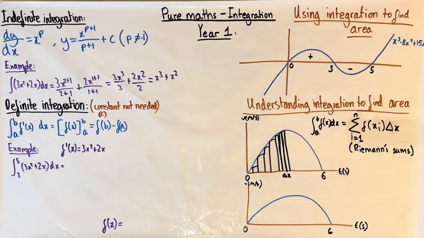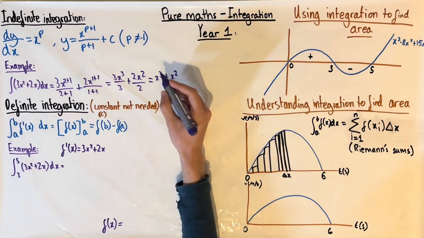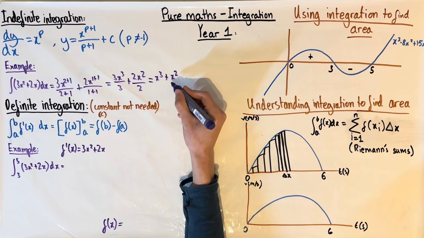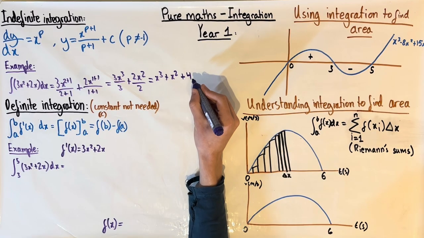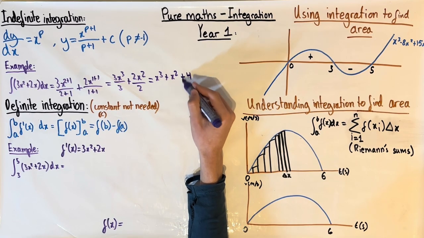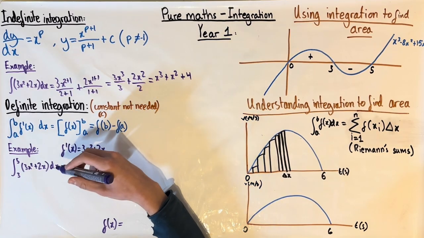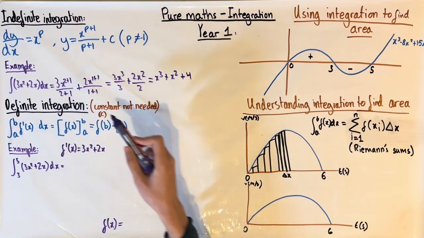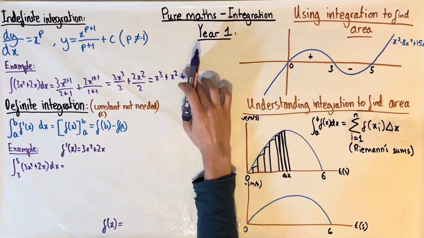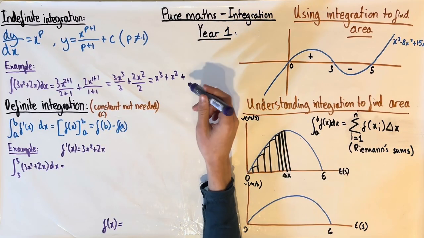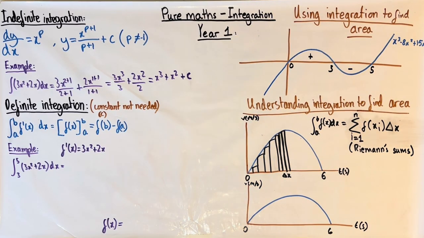Now we need to understand why we're doing plus c. Normally when we differentiate something, such as if we had x cubed plus x squared plus 4, if we were to differentiate this right now, we would get rid of the plus 4, right? But that means that when we then integrate 3x squared plus 2x, we have no way of knowing what the constant is. So that means instead of doing plus 4, we need to do x cubed plus x squared plus c. And this is indefinite integration summed up.